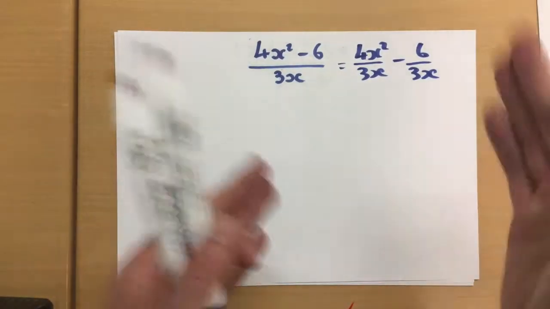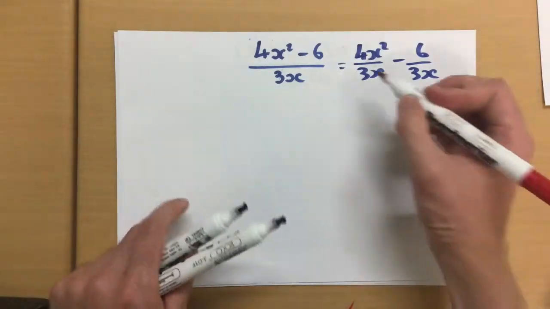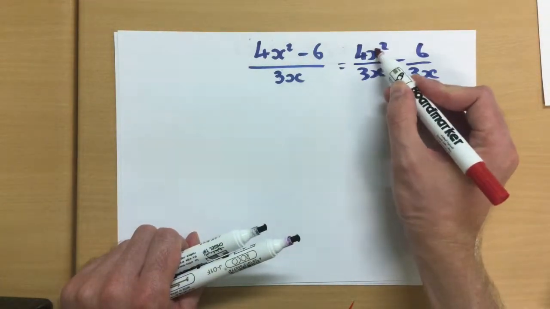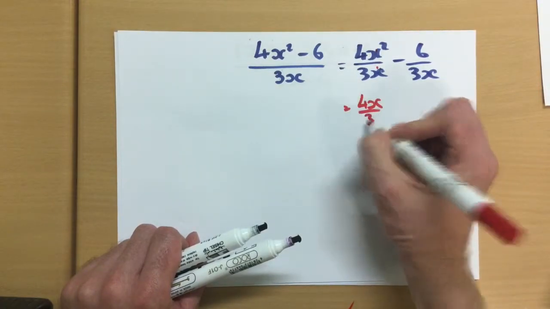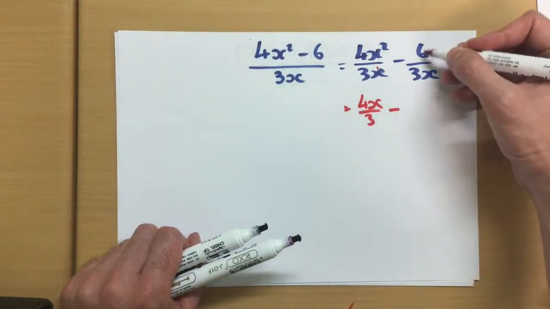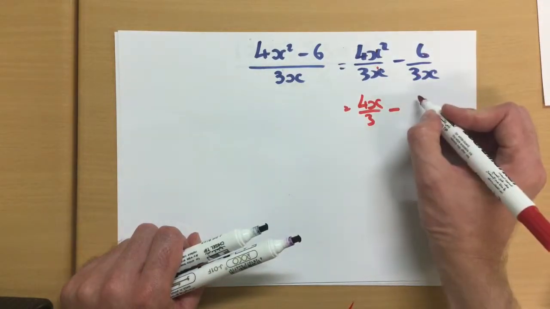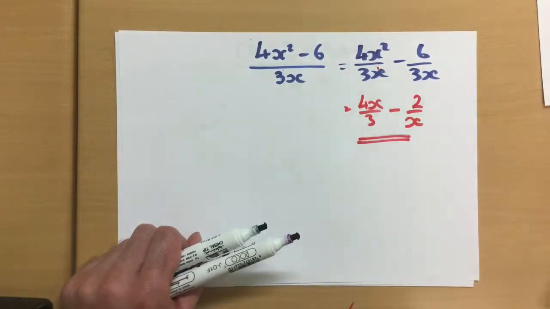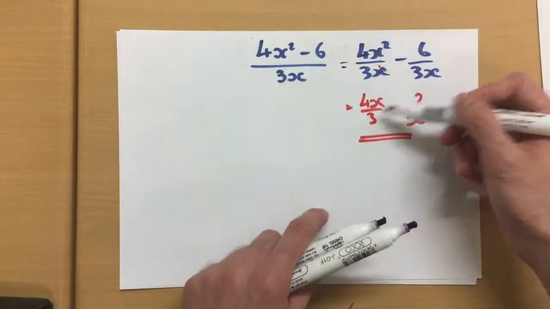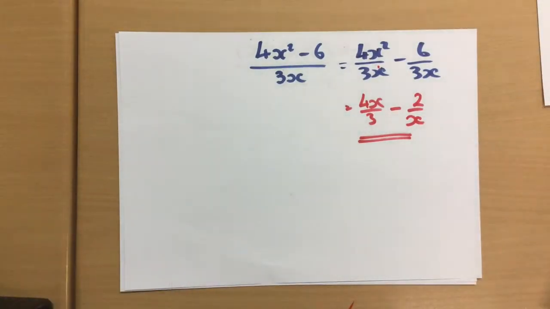Okay, and now we've kind of taken it back a step. You can see here there's a common factor of x, so that becomes 4x over 3. And this part has a common factor of 3, so that becomes 2 over x. And that is as far as we can take that. There's no more common factors to take from either of our two fractions.